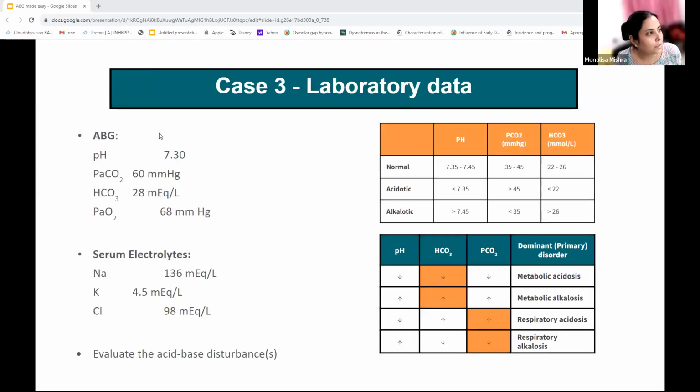Okay, so this is your ABG: pH, PCO2, bicarb, PO2, electrolytes. So what is the acid-base abnormality? What is the primary acid-base abnormality here? If anybody wants to message in the chat. What is the primary dominant disorder?